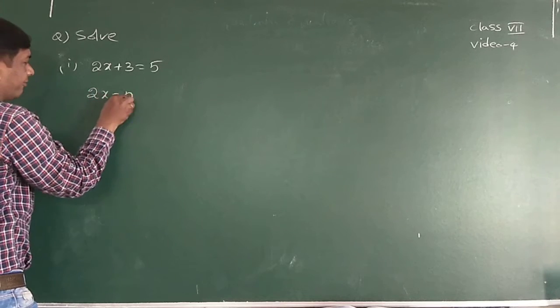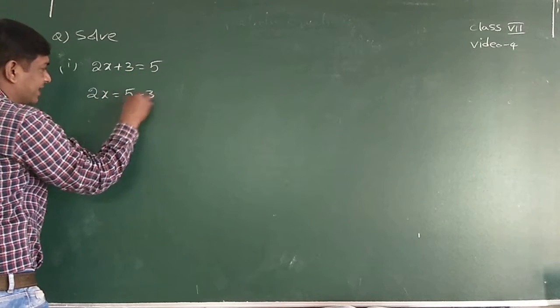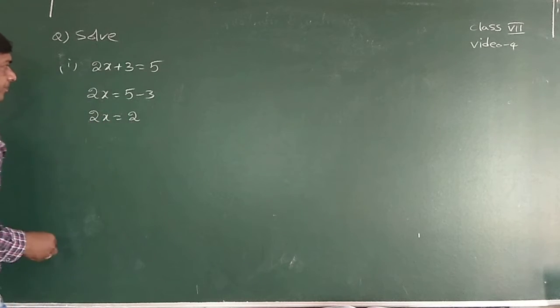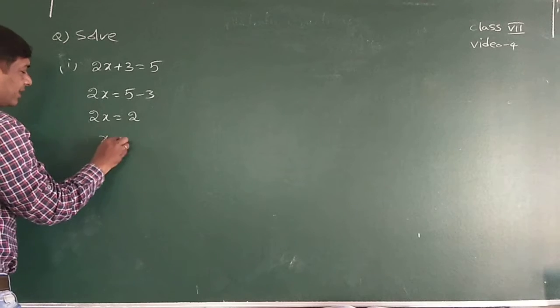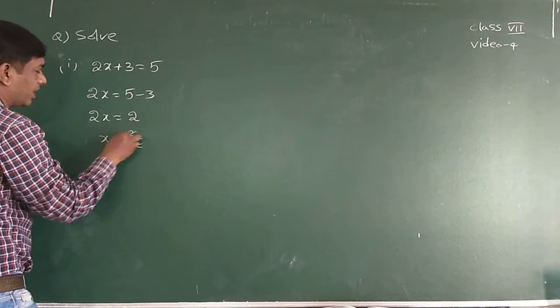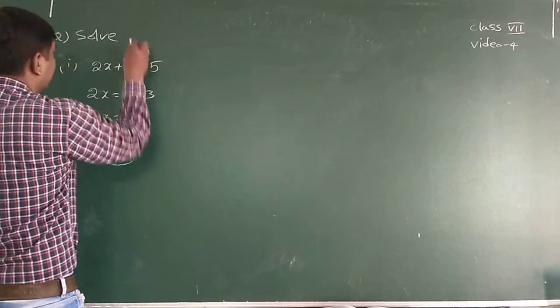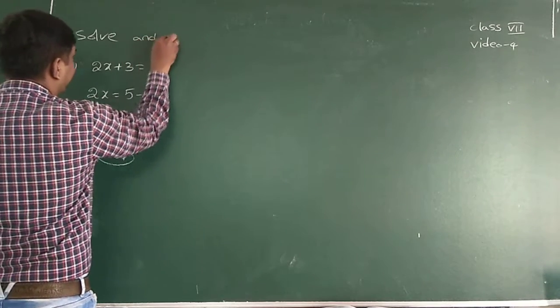2x is equal to 5 minus 3, transposing plus 3. 2x is equal to 2, and x is equal to 2 by 2. 2 ones are 2, so x is equal to 1. Solve and verify.